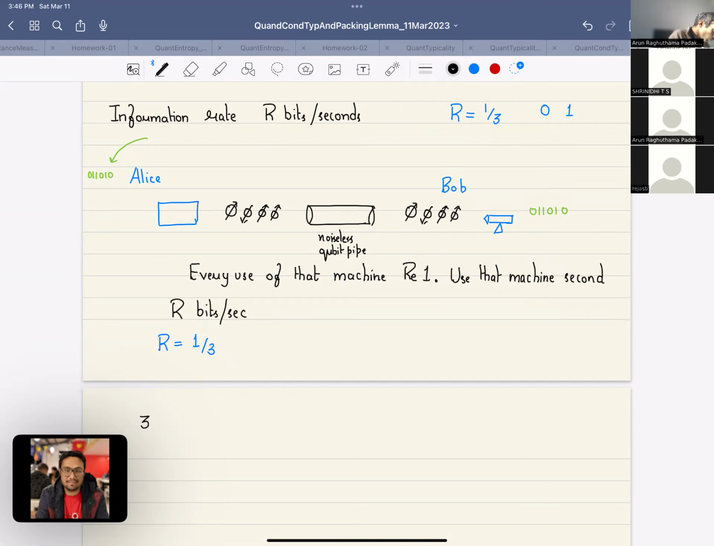The question is, what is the maximum rate at which they can communicate? So what is the maximum R at which they can afford to communicate? At what highest information rate can Alice communicate to Bob? You can either look at it that way, or you can look at it as cost per bit. Either you say, I don't need to use the machine every second, but I want to reduce the cost per bit, or you can say I want to maximize the rate. Is that okay?